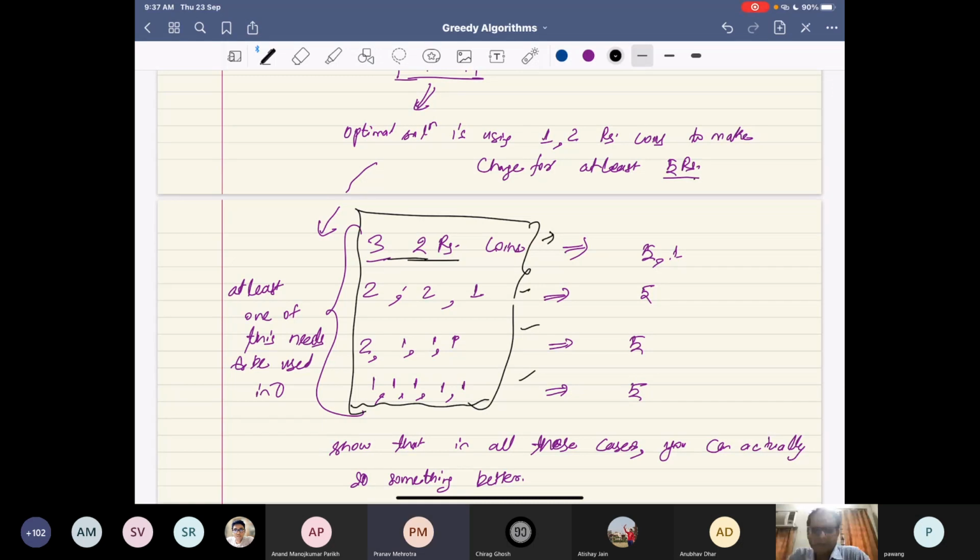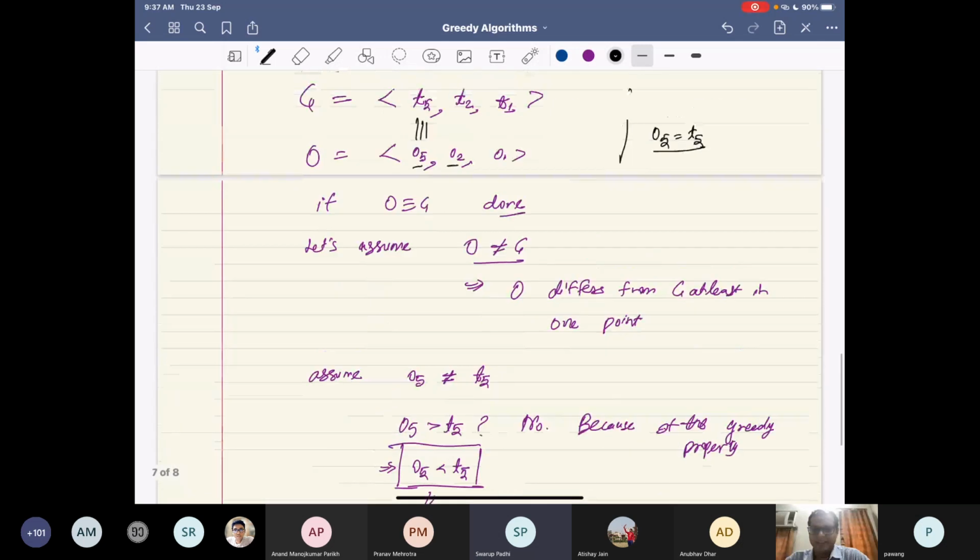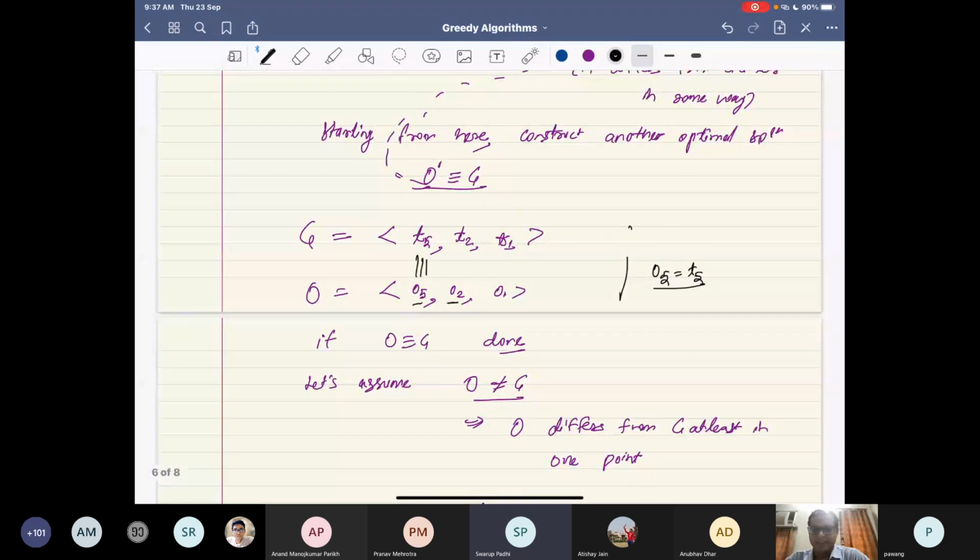Yes, sir. Okay. Thank you. So that is why I was saying this is the exhaustive thing, one of this set. Yes. Sir, but we are assuming only O5 and T5 differ. So the difference in the number of coins, what we have to cover up should be a multiple of 5 only, sir, because we are assuming that O5 and T5 differ.